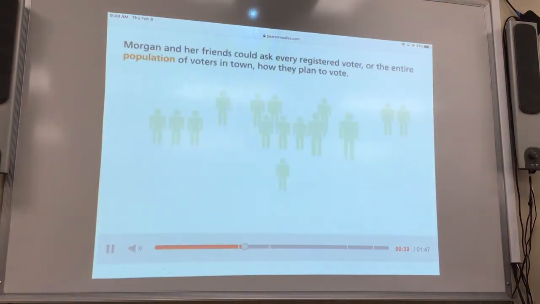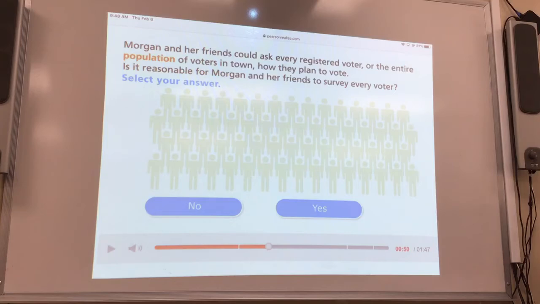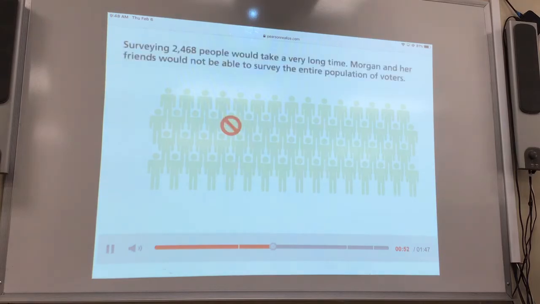Morgan and her friends could ask every registered voter, or the entire population of voters in town, how they plan to vote. Is it reasonable for Morgan and her friends to survey every voter? Okay, we already talked about this. I think they said there was like 2,648 people. They're not gonna ask all of them. So no, that is completely unreasonable. So no, not reasonable. Surveying thousands of people would take a very long time. Morgan and her friends would not be able to survey the entire population of voters.